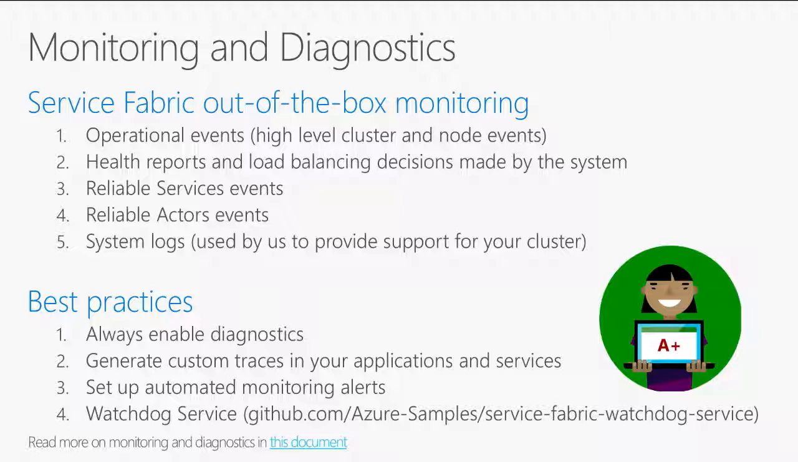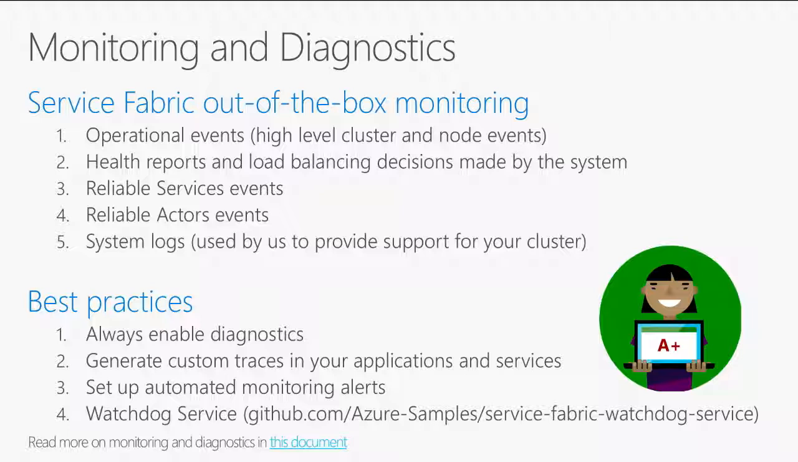Outside that, there are two other means of getting events as well. One, if you're using reliable collections or reliable services, that programming model, you get a lot of events from there. And then also reliable actors, you get events as well. So if you're using our programming models, you get a lot of these events from those programming models. And then there are system logs. System logs are basically the system level events which our support engineers use in case you call us for support. It doesn't mean that all these system logs go into your Xstore.